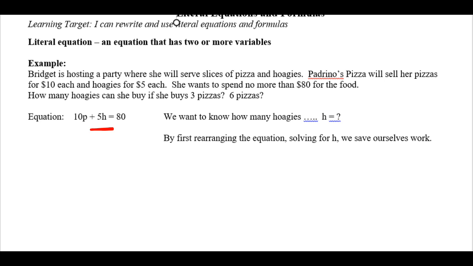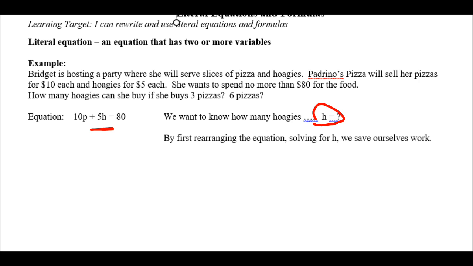So here's what we do. I'm going to walk through our same steps. I'm going to ask myself the same questions that I have to ask when I'm solving any normal problem. What am I trying to get by itself? In this case, they told us we're trying to get h by itself. Okay, what's stopping h from being by itself? Looking at the left side of this equation, we can see 10p and 5 are stopping it.